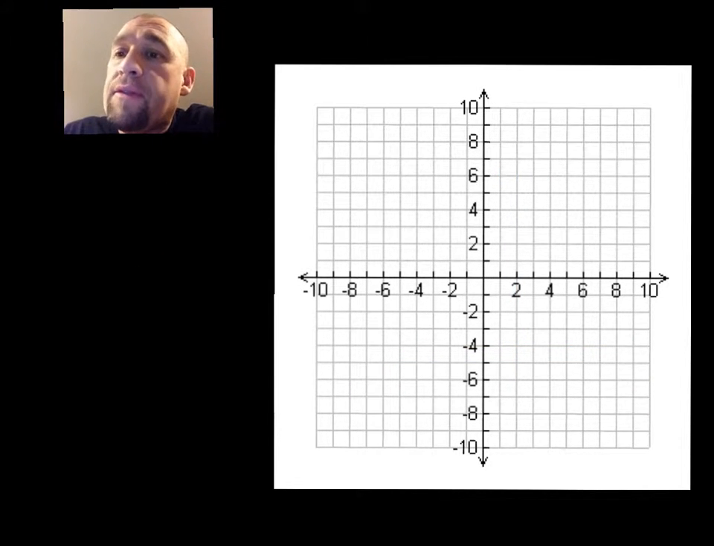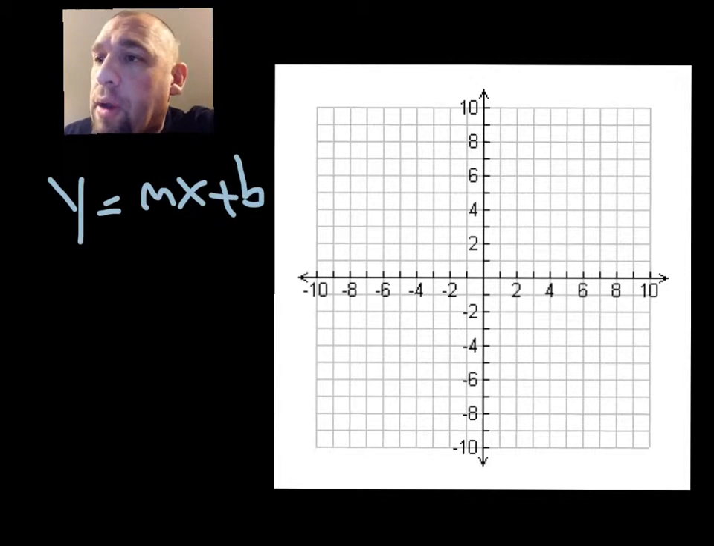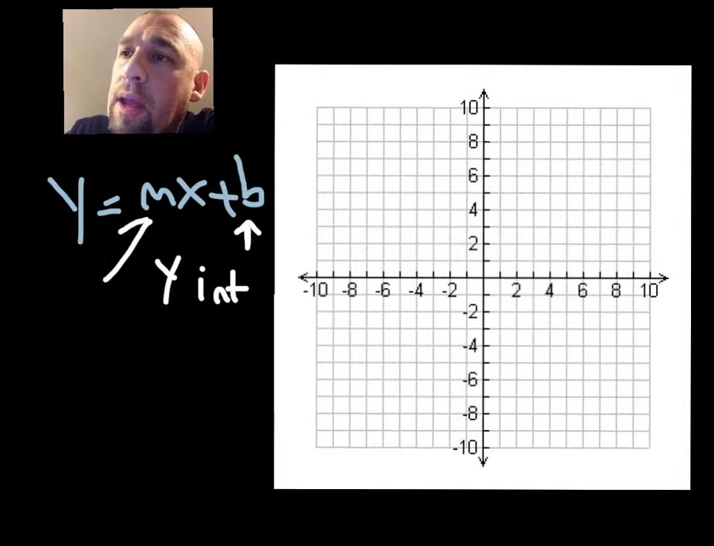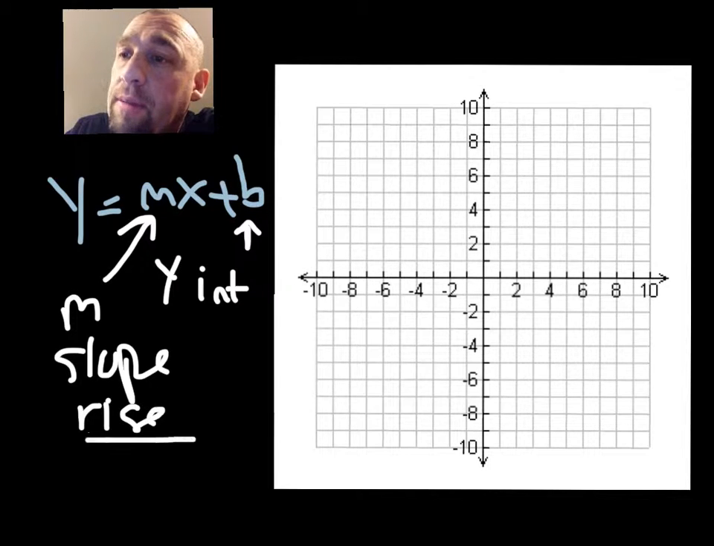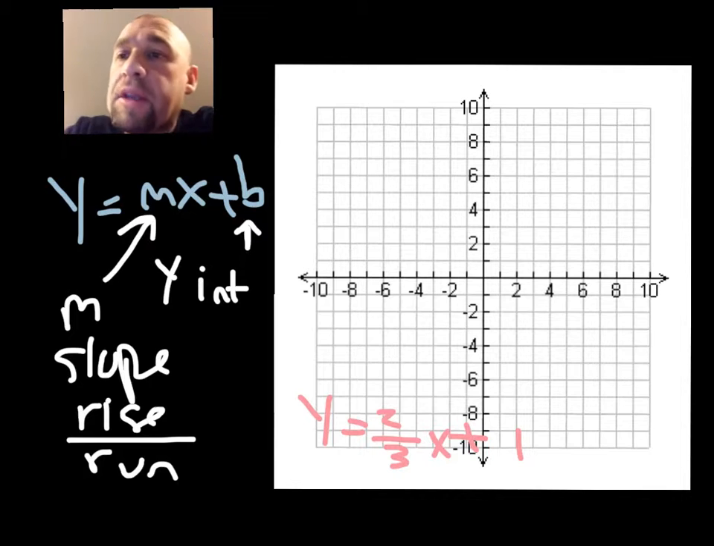Let's try something else. What if I said y equals mx plus b? This is kind of the most common form that you guys have seen for years. You just don't do it every day. I get that. You forget. But b is equal to your y-intercept. Okay? And m is equal to your m value, or your slope. And slope is defined or described as rise over run. Okay? So if I had something like y equals 2/3 x plus 1, and I said graph that.